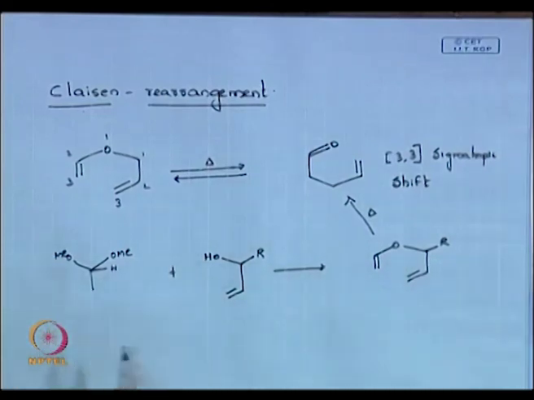Okay. So next class we will again get on to Claisen and the different variants of Claisen rearrangement. Fine. So with this we will end our class today. Thanks.